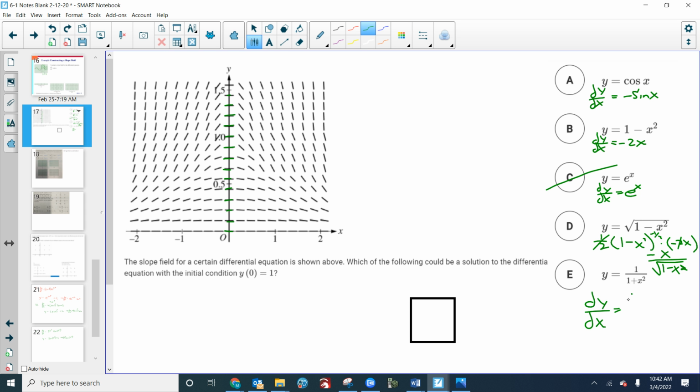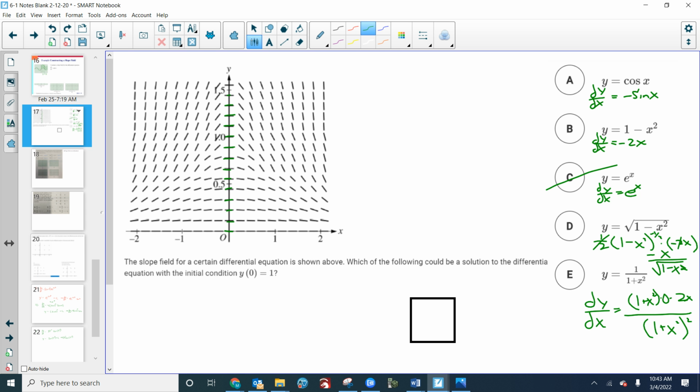Need a quotient rule for this one. Low d high, minus high d low, over low, low. So now we have the y's and we have the derivatives. There's two ways to look at it. One, does this shape I'm looking at match these y's? And two, do these derivatives match these slopes?